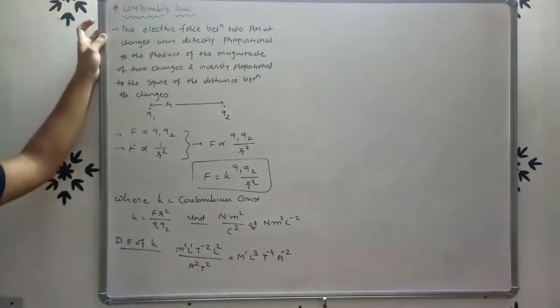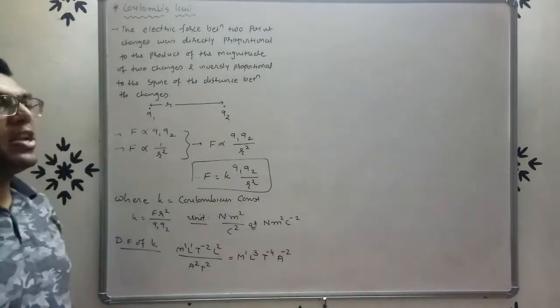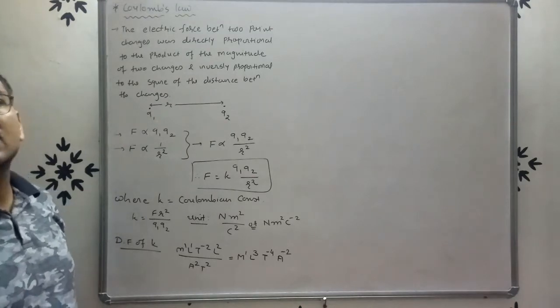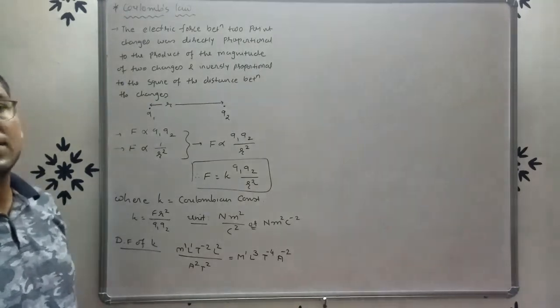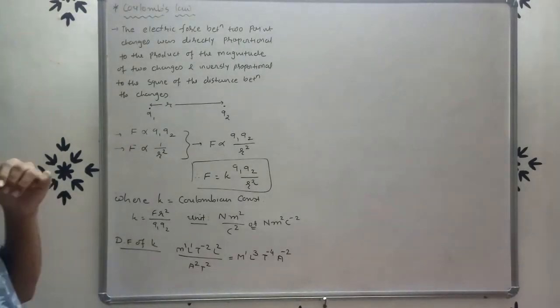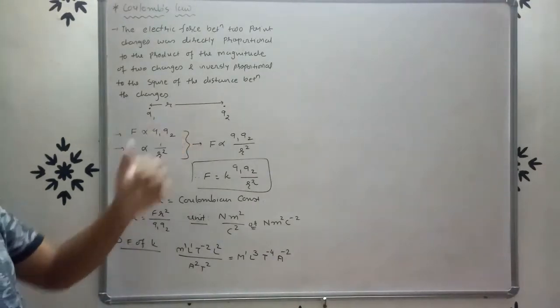So the electric force between two point charges is directly proportional to the product of the magnitudes of the two charges and inversely proportional to the square of the distance between the charges. Here we assume Q1 and Q2 are point charges separated by a distance r.